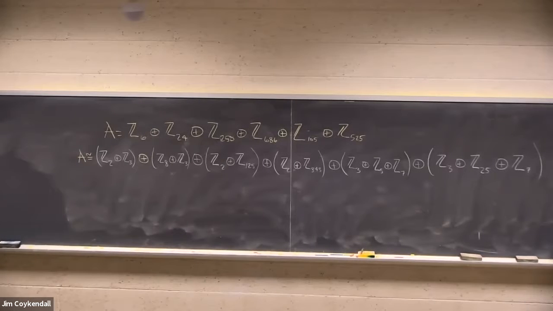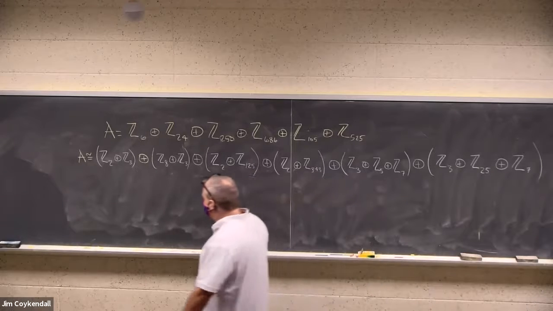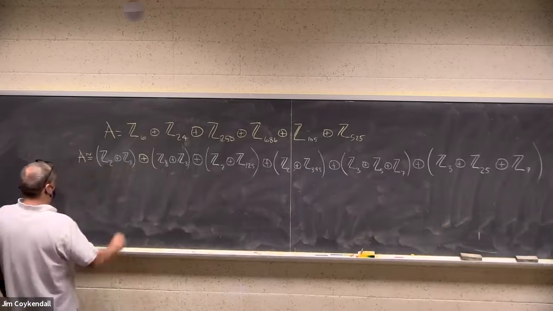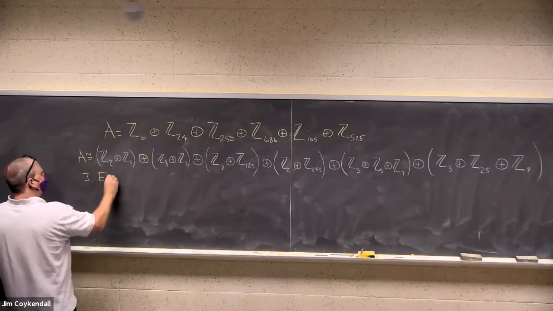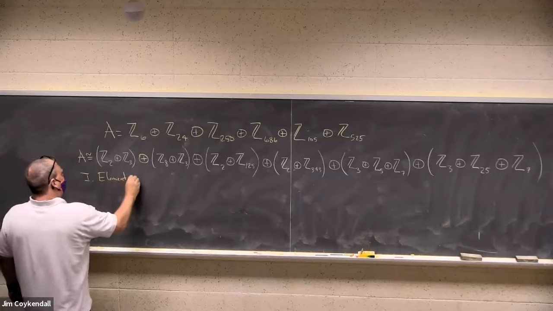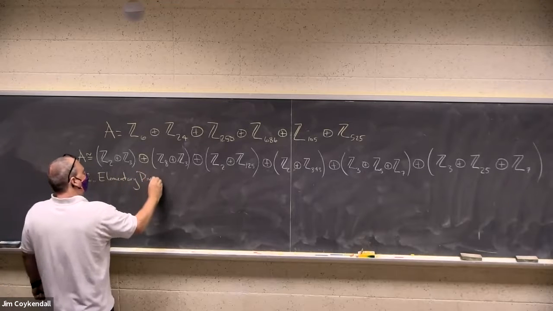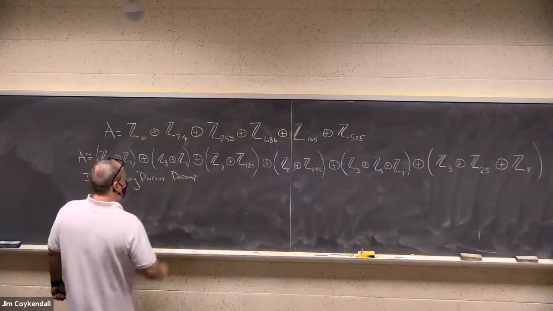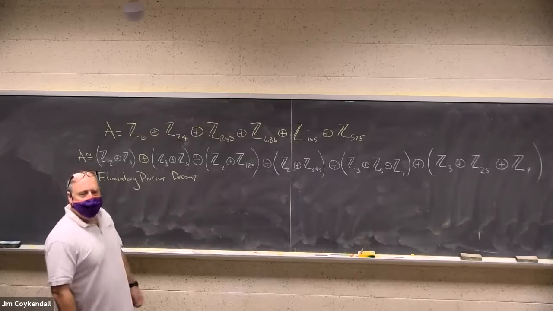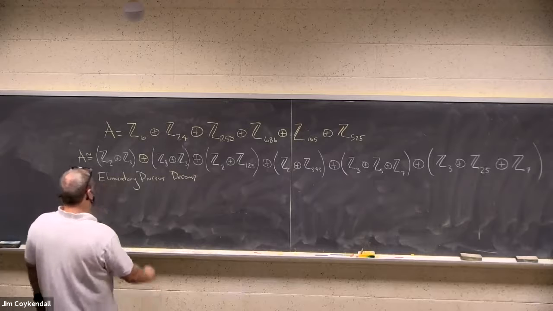If you want to be able to count units, sometimes you like to break this up into prime powers, sometimes you like to break it up differently. So here are two ways you can do this. Way one, we call this the elementary divisor decomposition. And you know what it is? It ain't nothing but collecting prime powers.